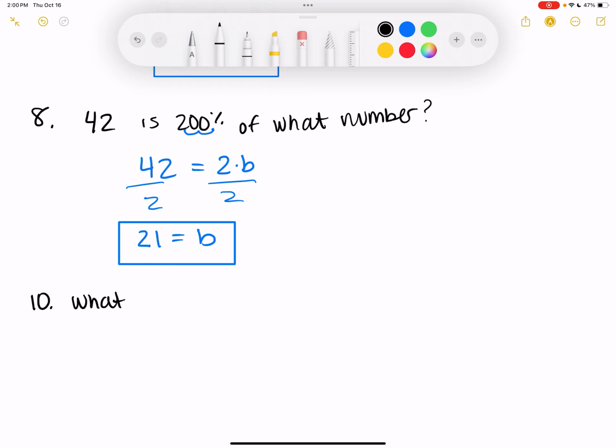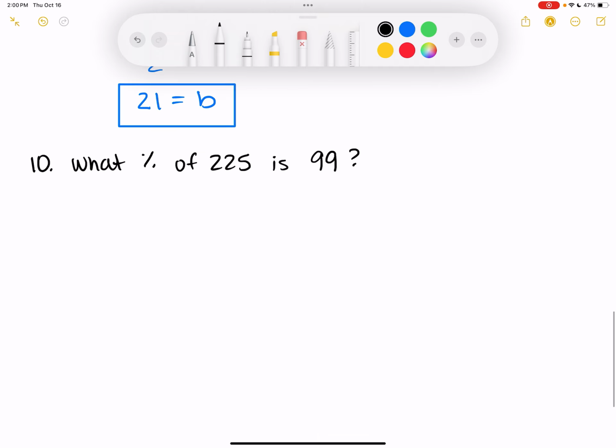of 225 is 99? So basically, aren't you going to put 99 over 225? Yep. Now, I'm trying to find a percent. So just like how you would find your grade in this class, you can multiply this then by 100, and that's equal to P, which is your percent value.